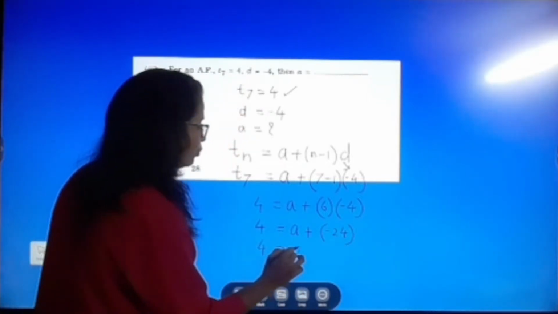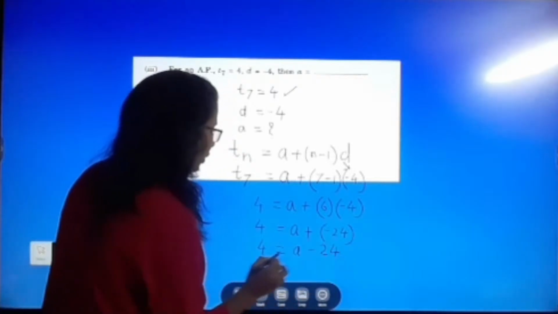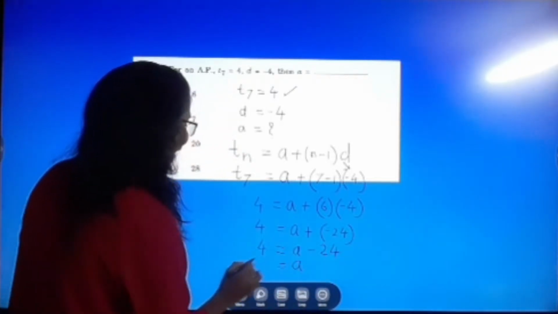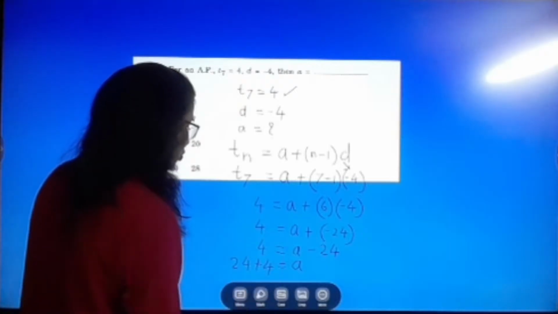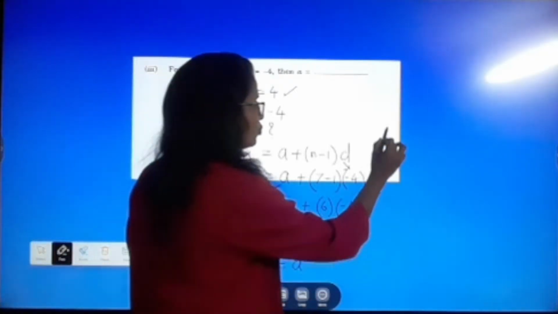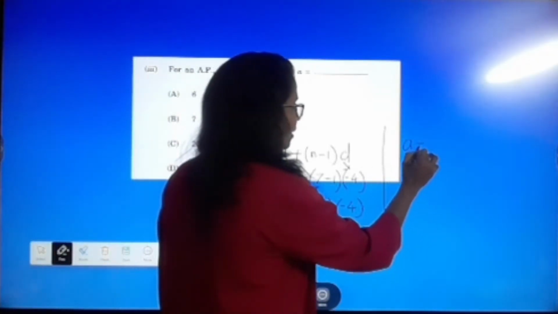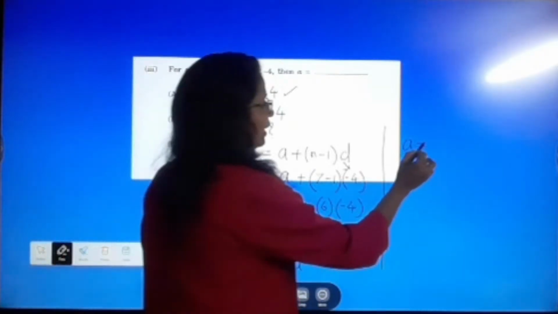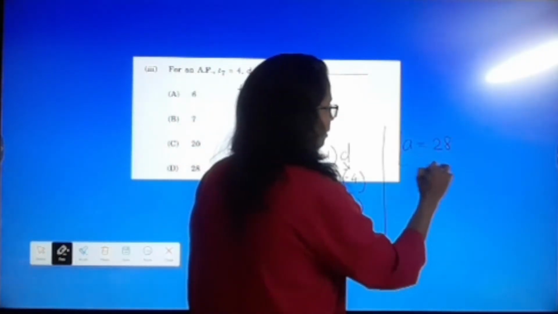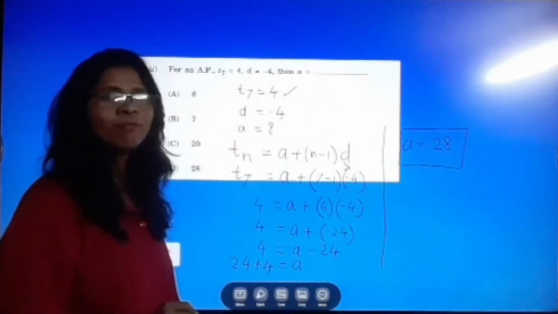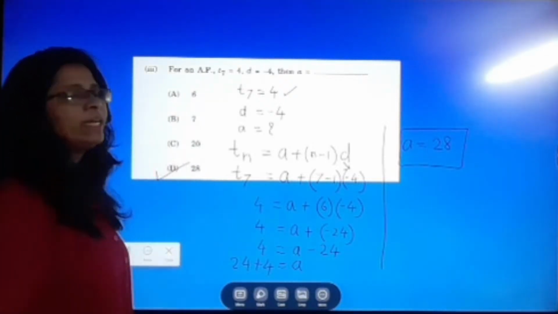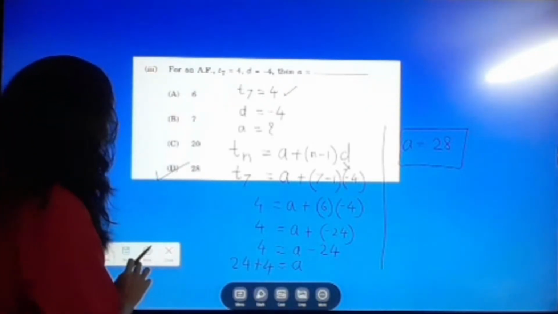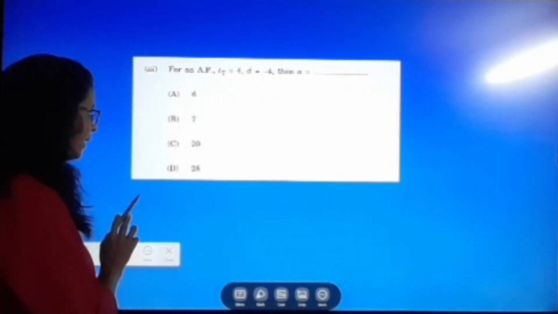that means 4 is equal to A minus 24. So here students, A is 24 plus 4, and that means A is equal to 28. A is equal to 28. So now here students, the correct option is D, 28. The correct option is D, 28.